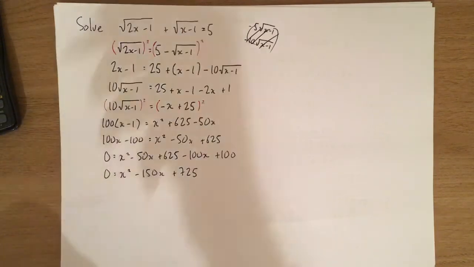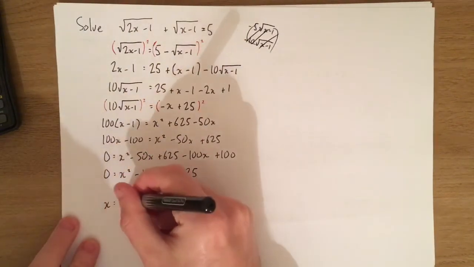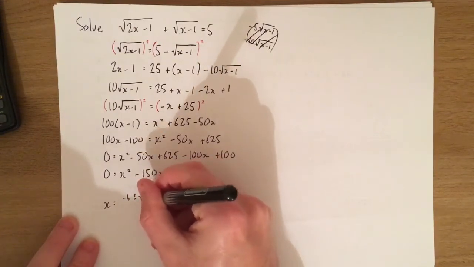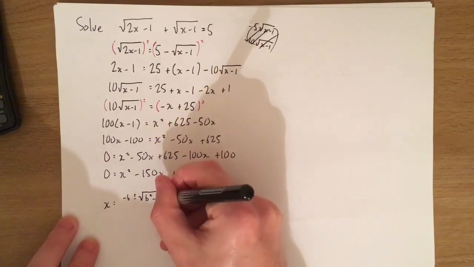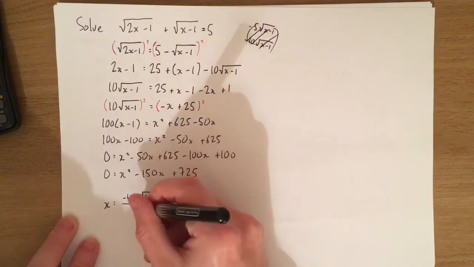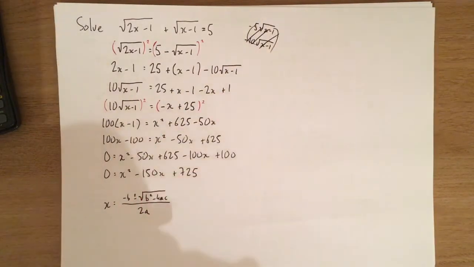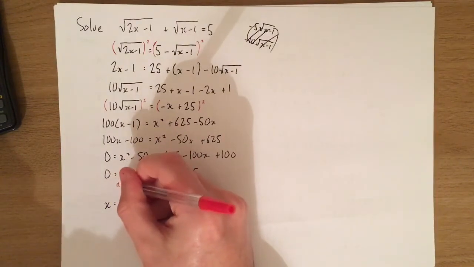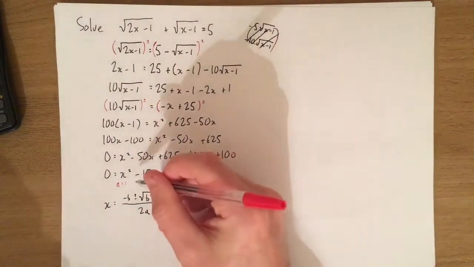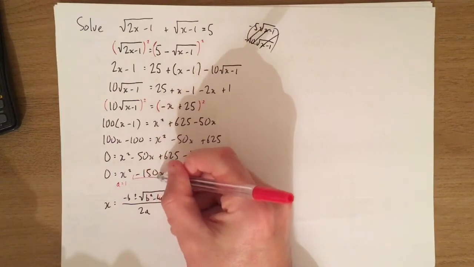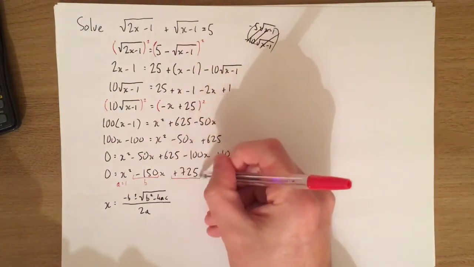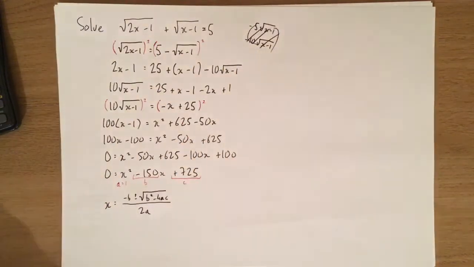So x is equal to minus b plus or minus the square root of b squared minus 4ac all over 2a. So a is the number in front of the x squared, so a is equal to 1. B is the number in front of the x, so that is minus 150. And the c is the number on its own at the end, so that is 725.